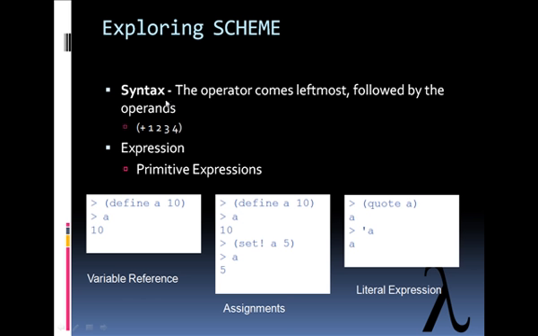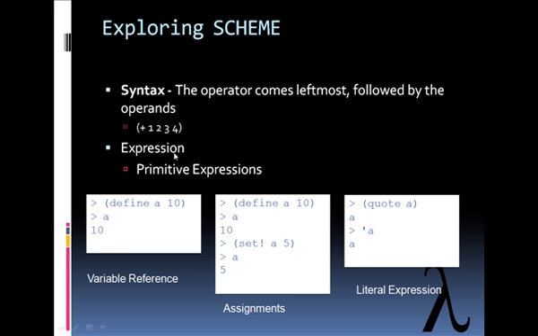Syntax. The Scheme syntax is extremely simple. It consists of parentheses and prefix notation. This means that the operator comes leftmost followed by the operands. For example, you can take this. Parentheses are used to define what is to be computed. In many languages, it is possible to add extra parentheses without affecting the program, but this is not the case in Scheme. Adding extra parentheses will most likely result in errors or other unfortunate behaviors.